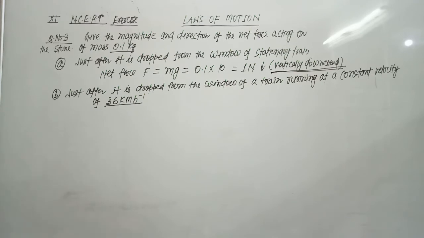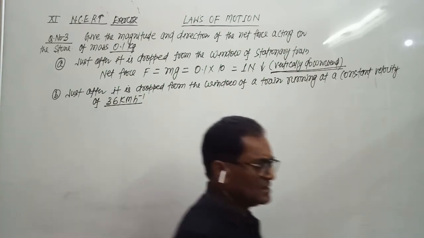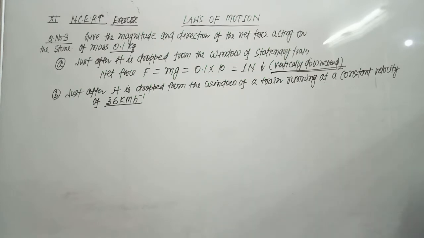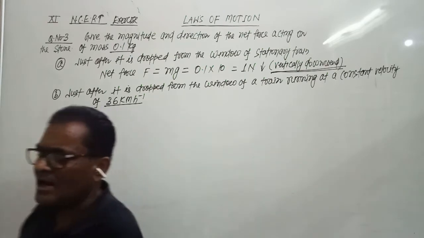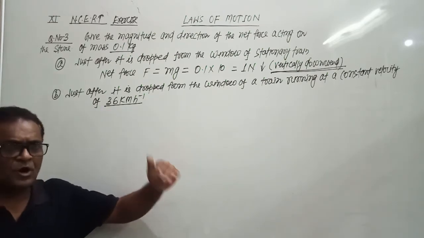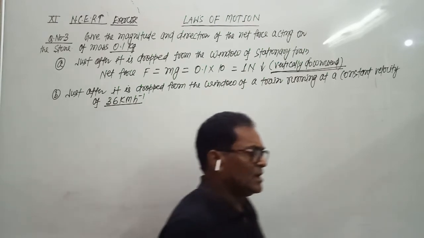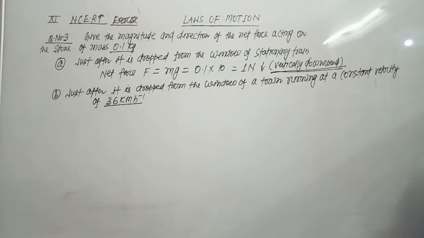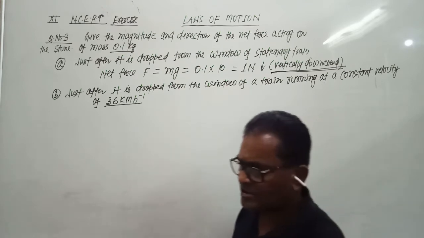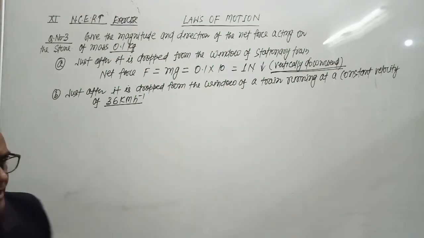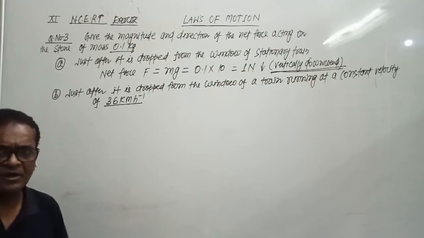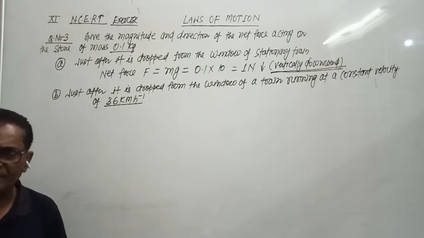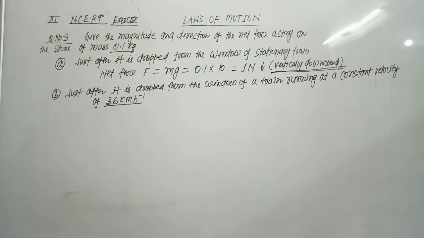So the velocity is constant. Due to the constant velocity, there is no external force acting on the body, because the body is moving with constant velocity. So when a body is moving with constant velocity, no external force is applied on the body. So the net force is again in terms of the weight of the body, and the weight is given by mass into acceleration due to gravity.